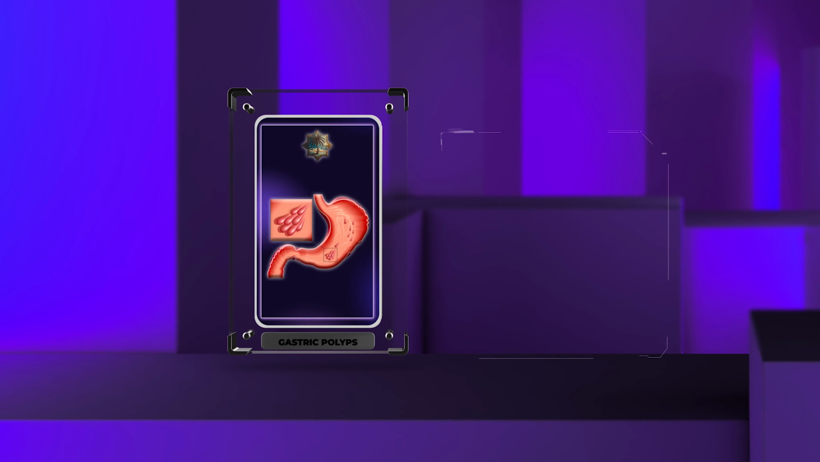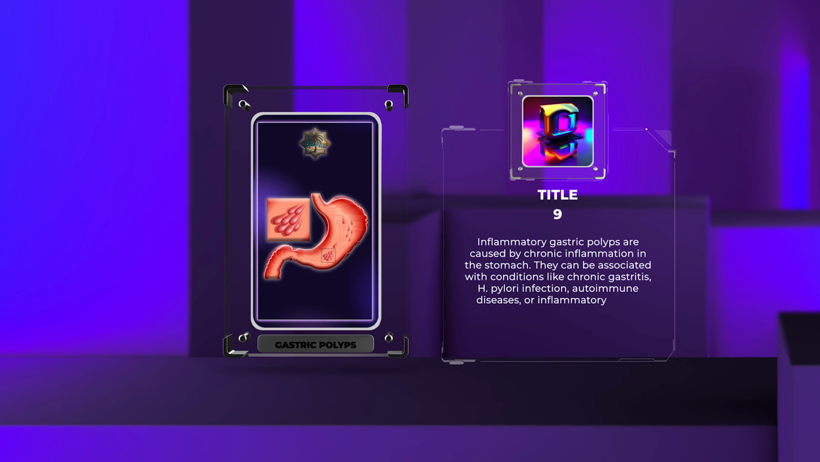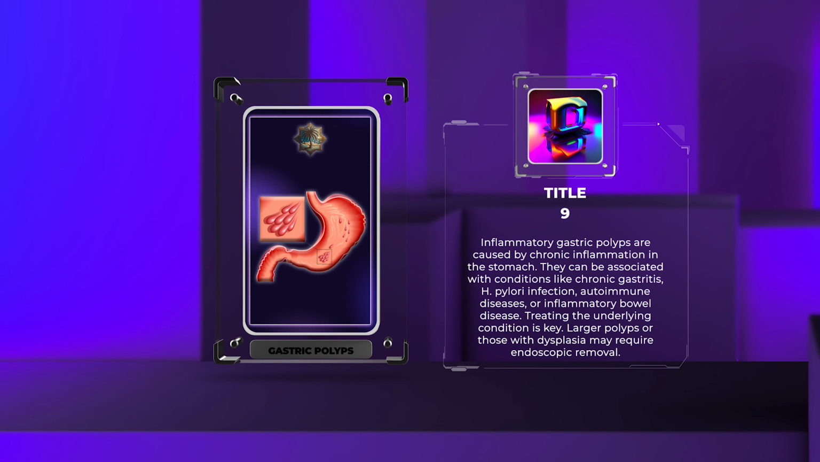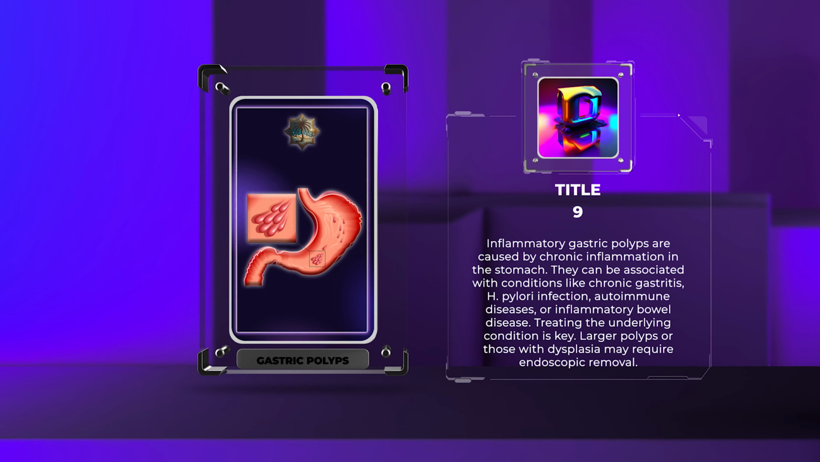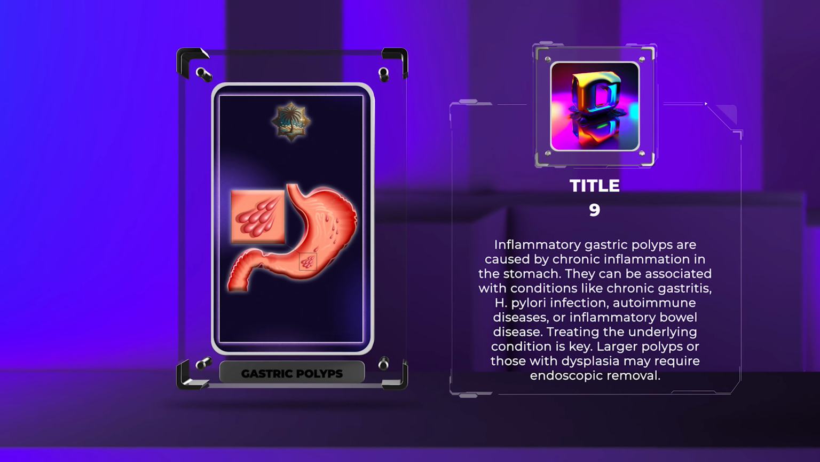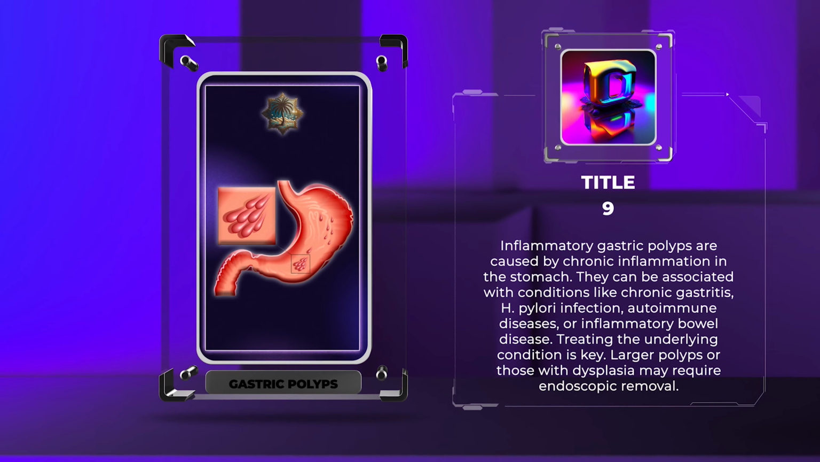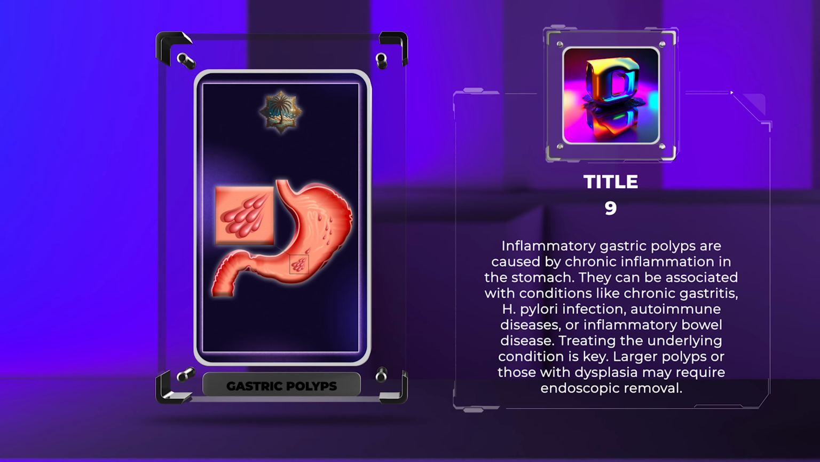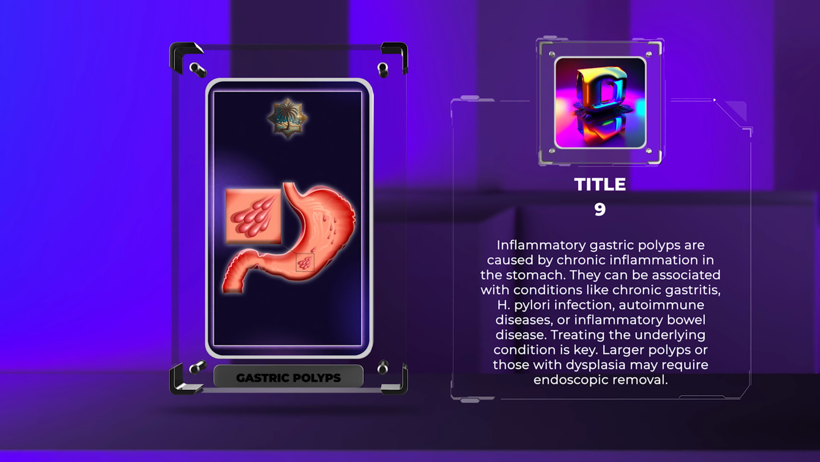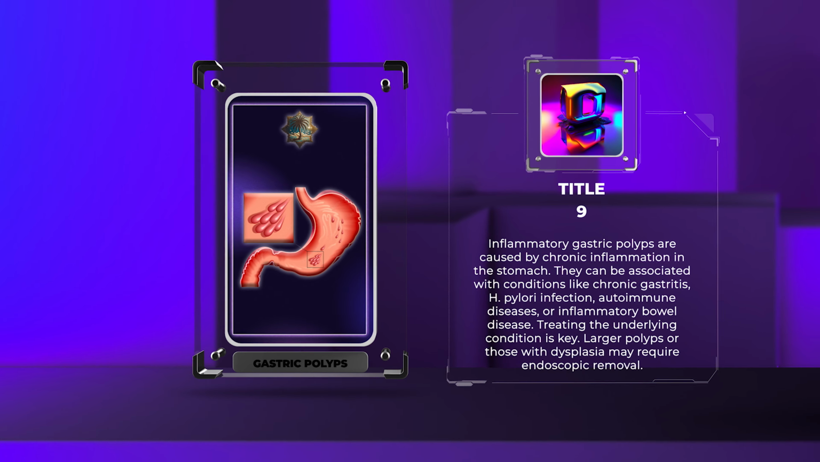Inflammatory gastric polyps are caused by chronic inflammation in the stomach. They can be associated with conditions like chronic gastritis, H. pylori infection, autoimmune diseases, or inflammatory bowel disease. Treating the underlying condition is key. Larger polyps or those with dysplasia may require endoscopic removal.